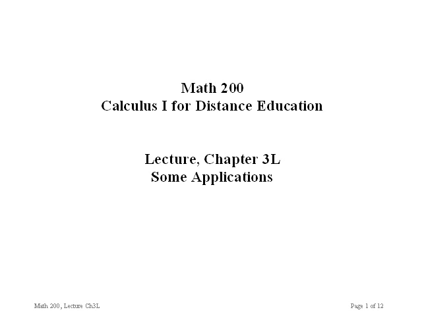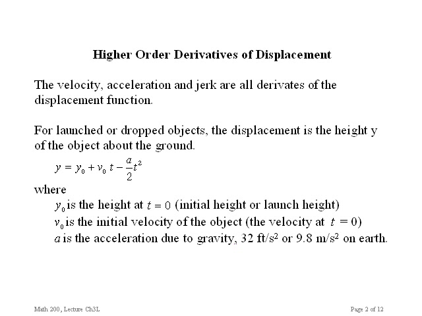This is lecture 3L for Calculus 1, and here I'll discuss some applications. One application of differential calculus is to compute the rates at which things are changing, the rate at which an object is falling, and then the second derivative would be the acceleration associated with that object. So I'm going to show an example here for just an object that's dropped or launched from the ground.